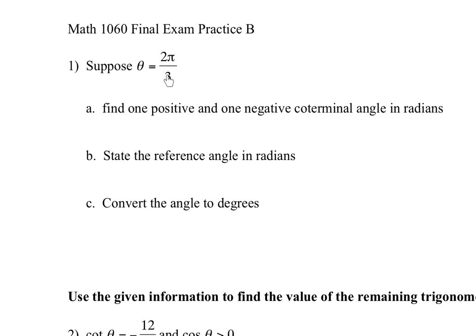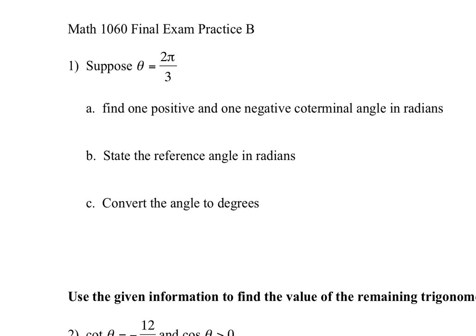So we have a given angle, 2 pi thirds. We need to find positive and negative coterminal angles. A coterminal angle, if you recall, has its terminal side at the same spot as the terminal side of the given angle, meaning it's just a difference of 360 degrees, or in this case, 2 pi radians. So to find a positive and negative coterminal angle, you simply add and subtract 2 pi to the given angle.